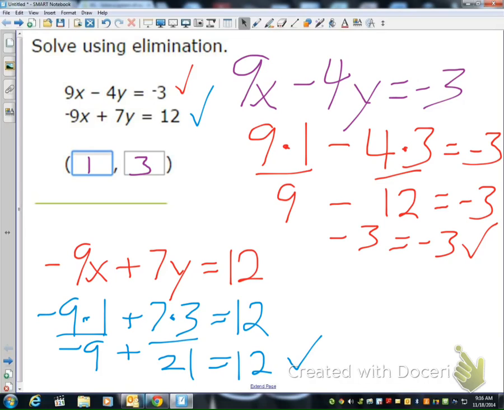So good thing to know when you've got a test coming up Friday that, hey, when you think you've got your final answer, you can double check your answer by plugging it in and making sure that it does in fact work for both equations. All right, so let's look at just one more example. So let me enter this one in and then I'll get another one off of here.